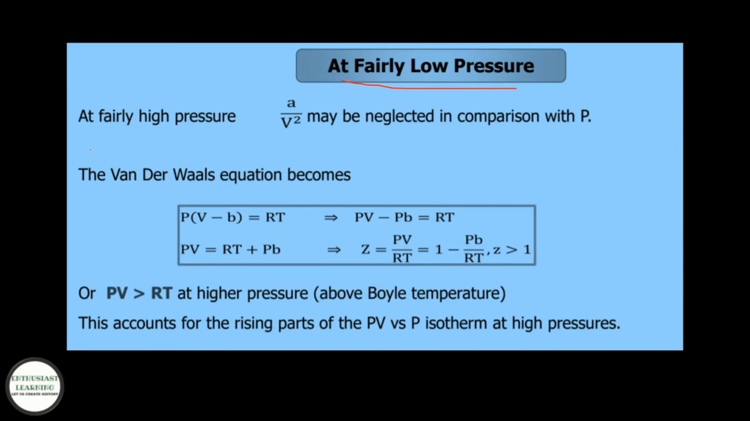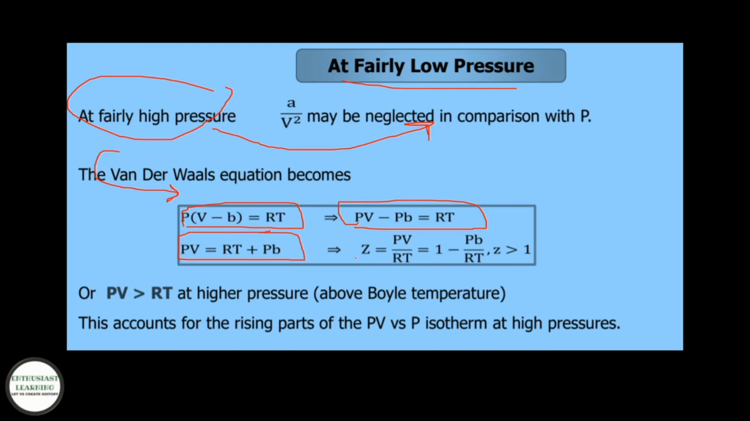At fairly high pressure, A by V square may be neglected in comparison with B. Now the van der Waals equation becomes P into (V minus B) is equal to RT. This implies that PV minus PB is equal to RT, and PV is equal to RT plus PB. Z equals PV by RT, which equals 1 plus PB upon RT, where Z is greater than 1, or PV is greater than RT at higher pressure above Boyle's temperature. This accounts for the rising parts of PV versus P isotherm at high pressure.